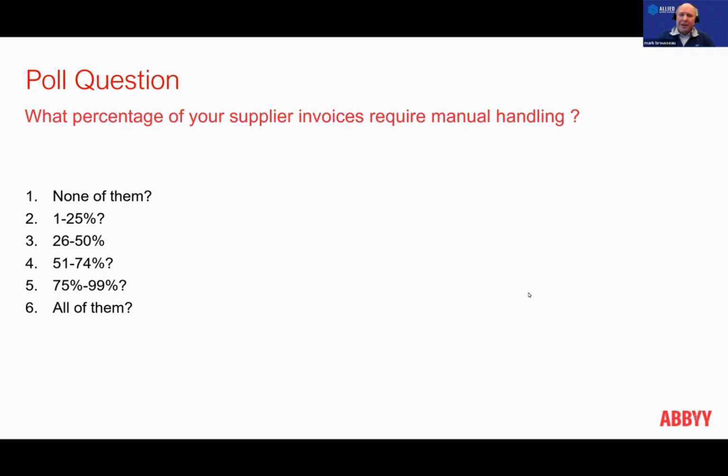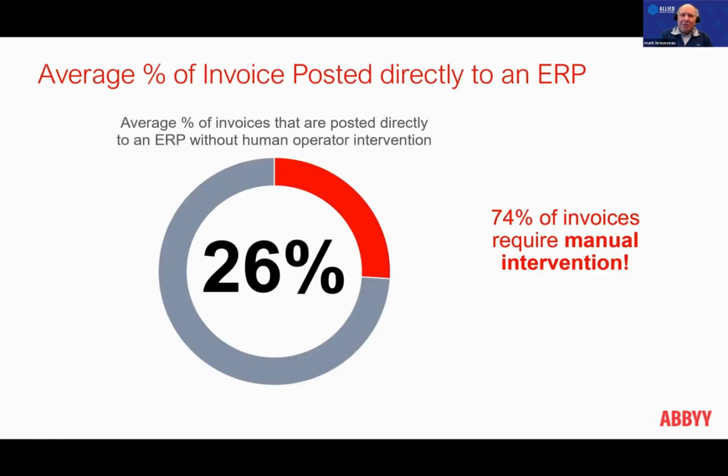So let's take a look at a situation where AP is just taking too much time. Today, only 26% of all invoices are posted directly to an ERP without human operator intervention. That means that 74% of all invoices require some sort of manual intervention, and in many cases, those are in departments that have some AP processing technology. Next slide.